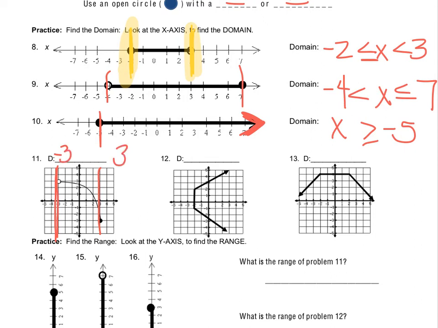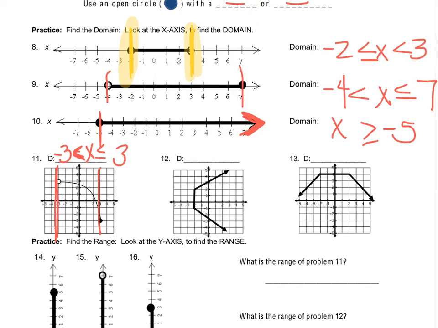Since it had a start and a stop, I know I put x in the middle. If I look at -3 here, it's an open circle, so I'm just going to put a less than. If I look at this +3 over here, notice this circle is closed in, so I want to put a less than or equal to. Well, there's my domain.